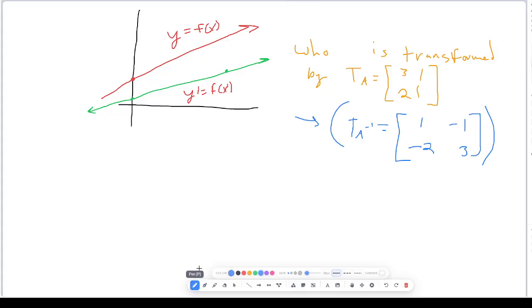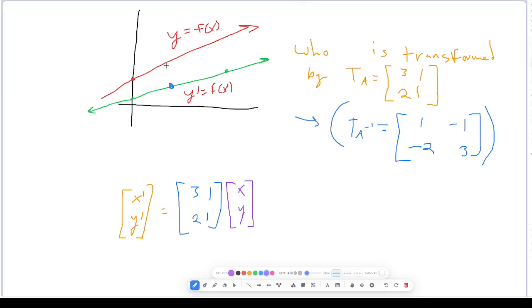So let's define a little relationship here. We know that for any point x prime and y prime, and I'll just visualize this quick, let's call this a point. So any point, x prime and y prime, is simply equal to TA, which is 3, 1, 2, 1, times xy. And a good way to visualize this is imagine you have some point here.